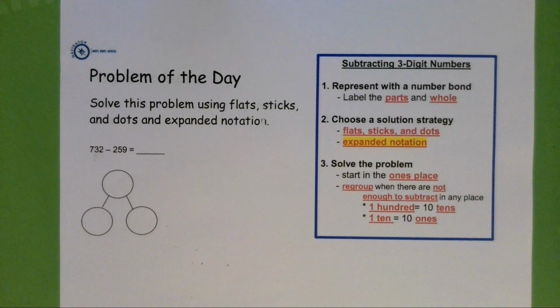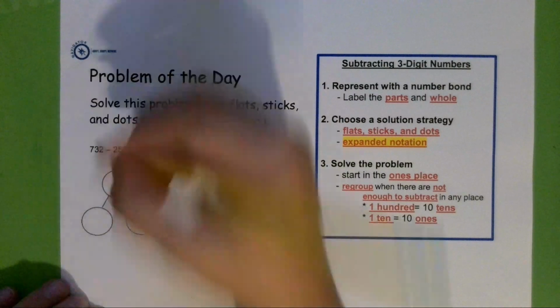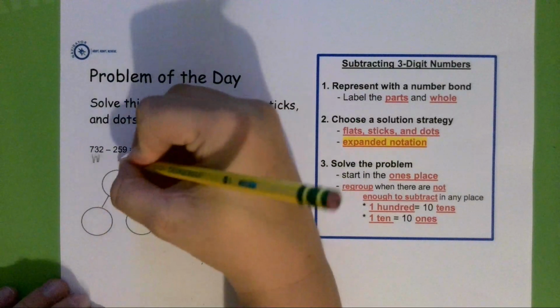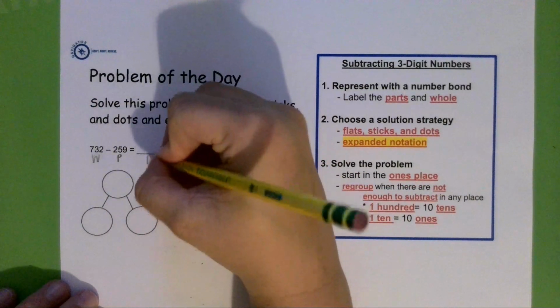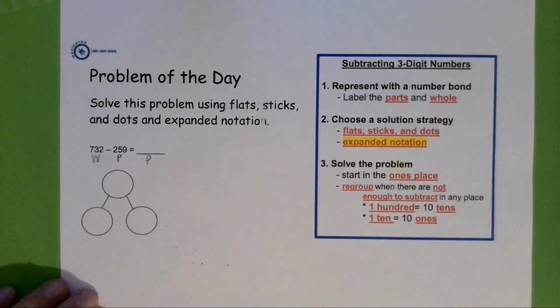Let's solve together. How can I label the parts and whole in this number sentence? Say it out loud. I bet you said we should label 732 as the whole, 259 as one of the parts, and the blank or missing number as the other part. Now let's put it into the number bond.